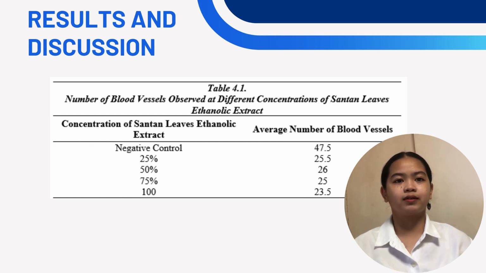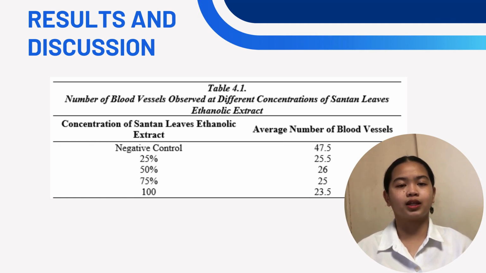Proceeding to the results and discussion, in Table 2, the study found that Santan leaves ethanolic extract at different concentrations can inhibit blood vessel growth at 25%, 50%, 75%, and 100%. Each formed 25.5, 26, 25, and 23.5 blood vessels. The negative control developed an average of 47.5. This suggests that increasing the concentration of the extract suppresses blood vessel growth.